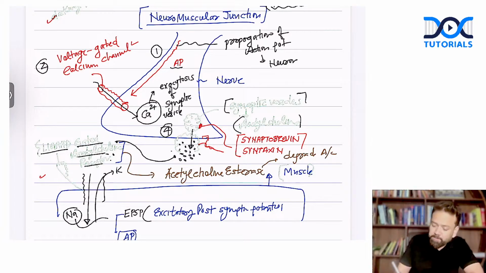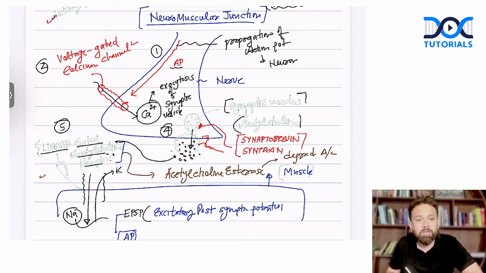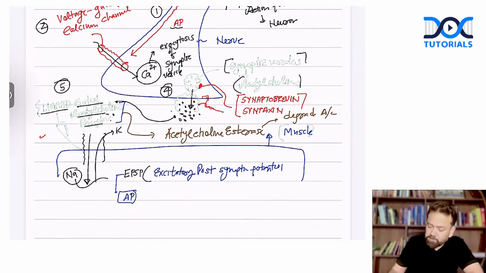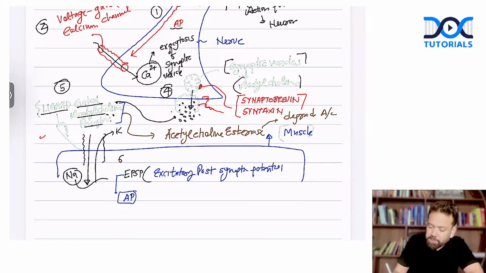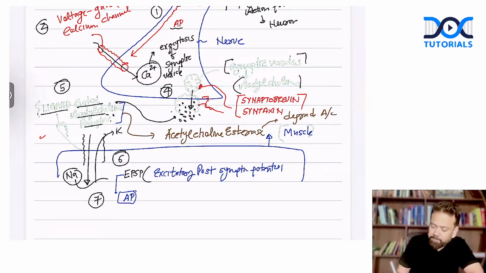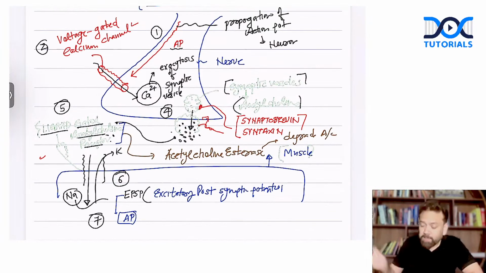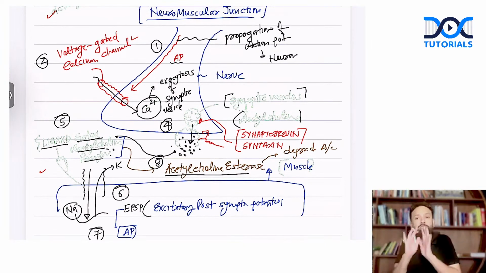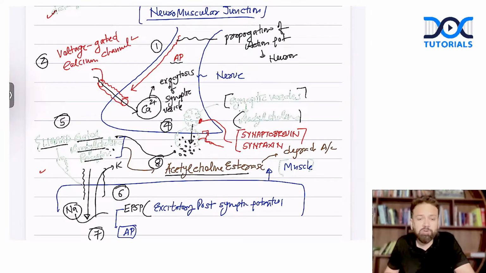Step number five, attachment of acetylcholine to ligand gated acetylcholine channel. Step number six will be generation of excitatory post synaptic potential. Step number seven will be generation of action potential. Step number eight, the final one, is that acetylcholinesterase will degrade acetylcholine so that it should stop. It is a very simple neuromuscular junction transmission.